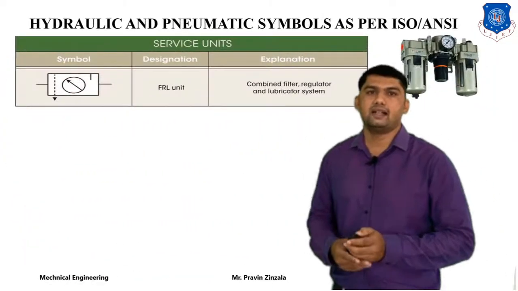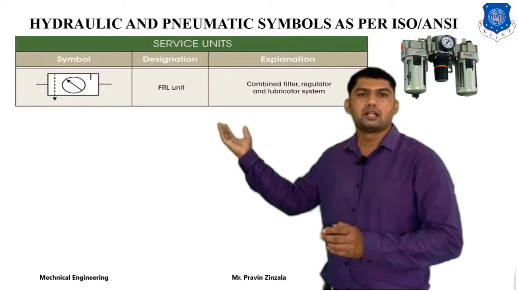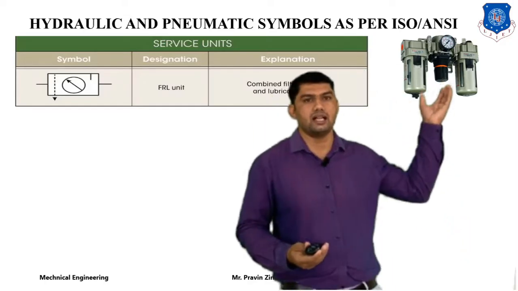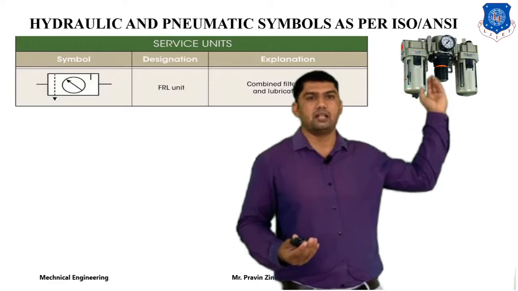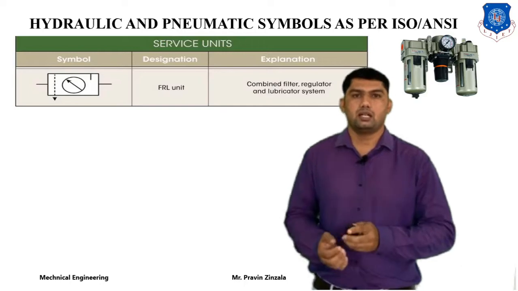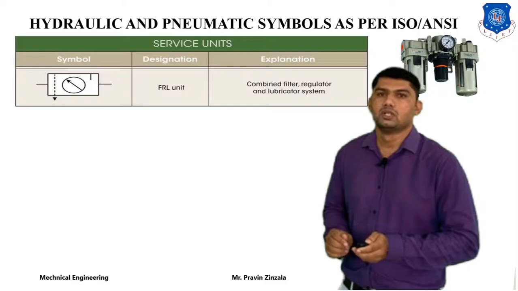Next is the FRL unit. The full form of FRL is filter, regulator and lubricator, and this is the actual diagram of the FRL unit. This is the filter, this is the regulator and this is the lubricator. So these are combined in one unit for a pneumatic system.